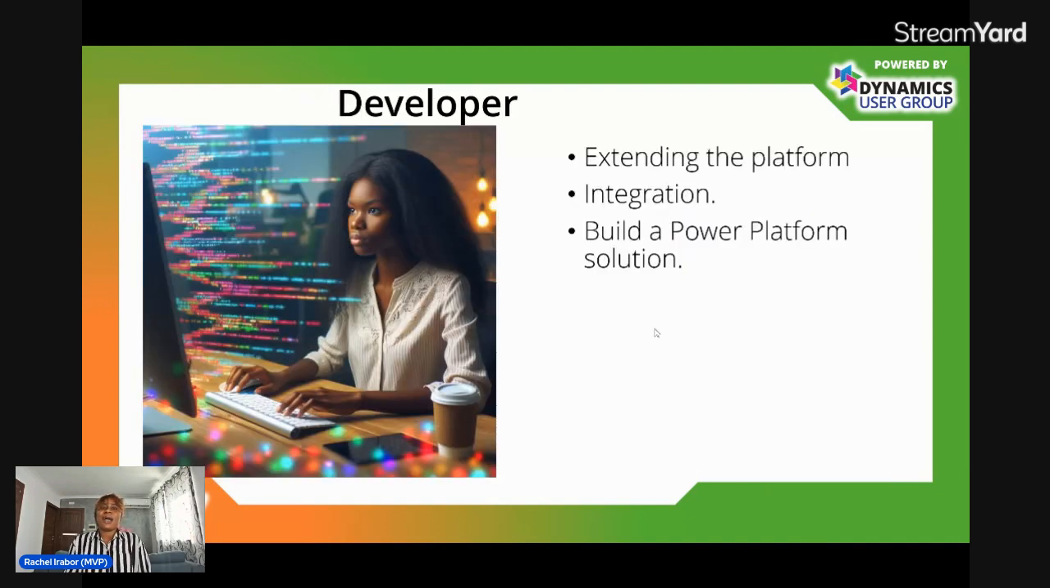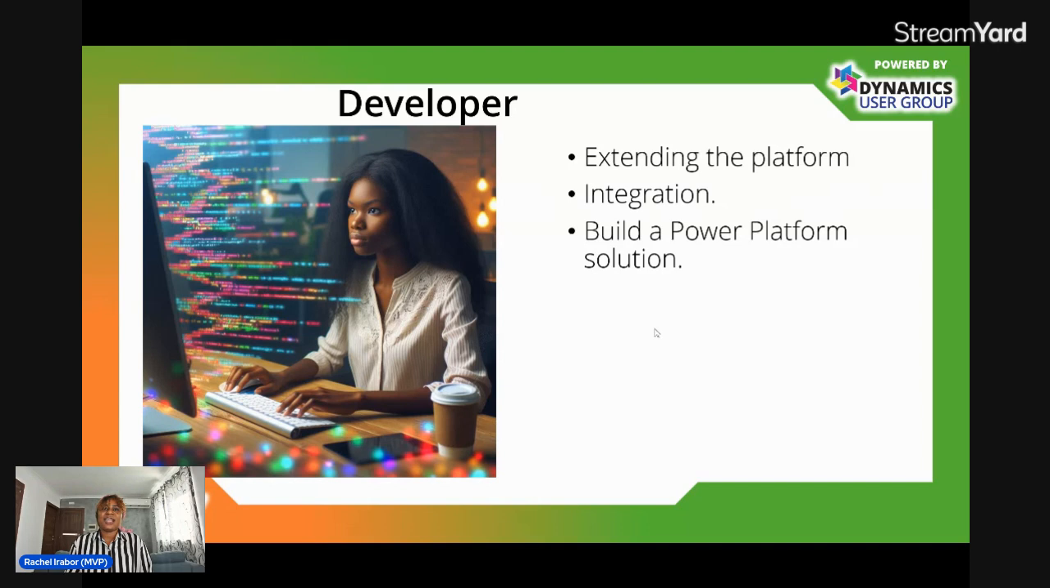So a developer, what is the role of a developer? Developers play a lot of crucial roles in a project, whether working on external or internal projects, or maybe working on a case study. They play a very crucial role, and we're just going to be looking at a few things of what they do. They help with extending a platform, like customization.